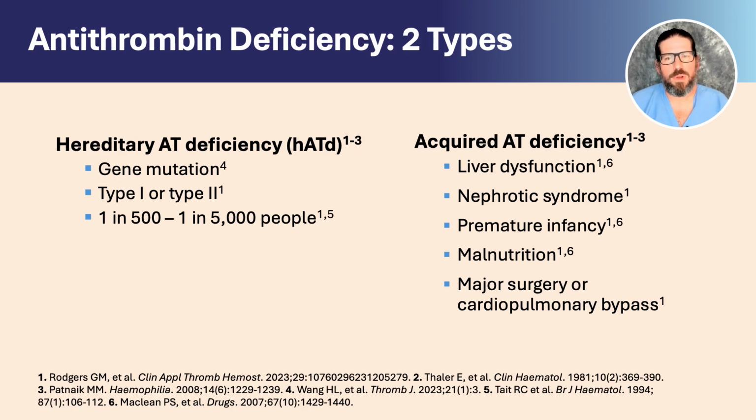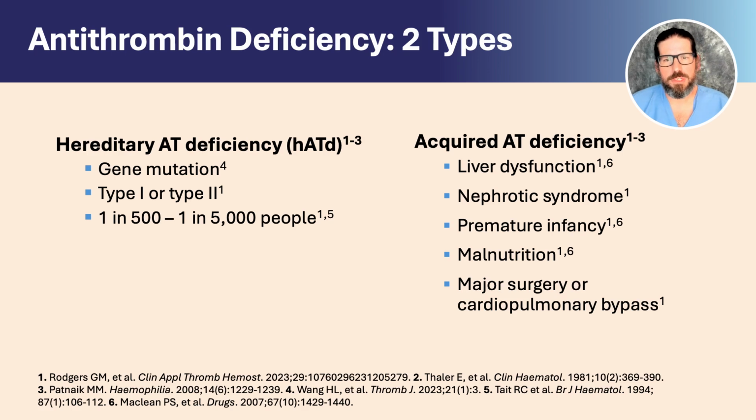The true prevalence of hereditary antithrombin deficiency is difficult to determine given its heterogeneous presentation. Therefore, the condition is often underdiagnosed. Prevalence estimates of hereditary antithrombin deficiency range from 1 in 500 to 1 in 5,000 people in the general population.